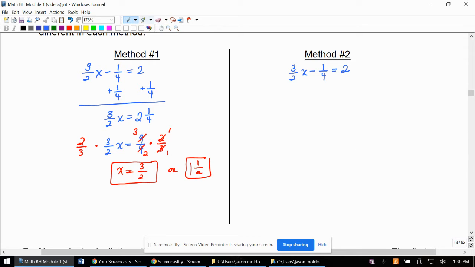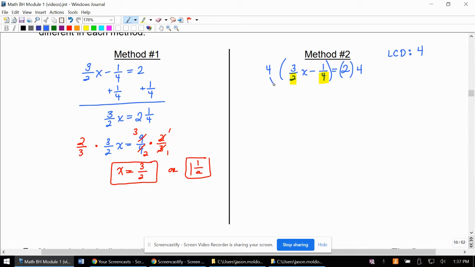we're going to clear, and we're going to clear by finding the LCD. So the least common denominator for the fractions is 4. And what we're going to do is multiply the whole equation by 4. Some people also like to write it this way. You could do it with parentheses applied just to each side.